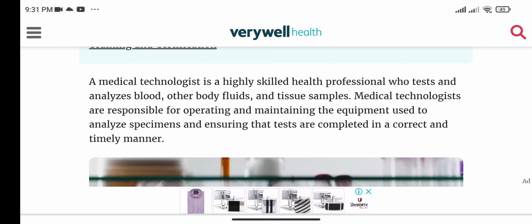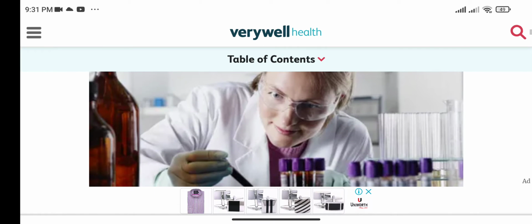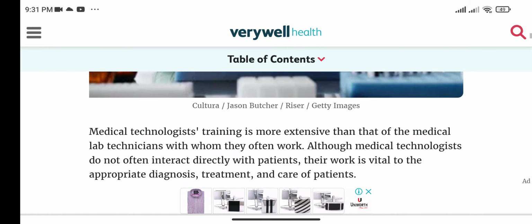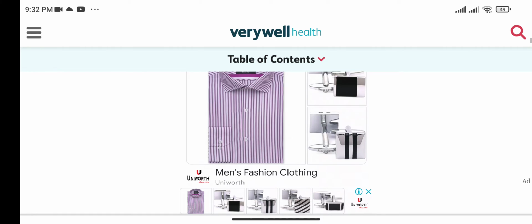Medical technologists are responsible for operating and maintaining the equipment used to analyze specimens and ensuring that tests are completed in a correct and timely manner. Medical technologists' training is more extensive than that of the medical lab technicians with whom they often work. Although medical technologists do not often interact directly with the patients, their work is vital to the appropriate diagnosis, treatment, and care of the patients.